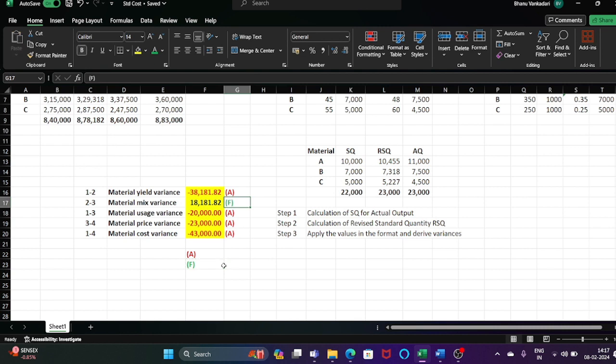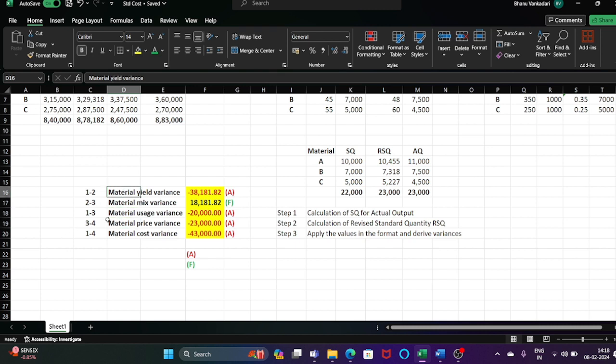That's it. Problem finished. Of course, I am explaining in Excel for your better understanding. You can do it very fast in your worksheets also. See here, 1 minus 2 is metal yield variance. So total metal cost variance is 1 minus 4, cost variance, price variance, usage variance, mix variance, metal yield variance.